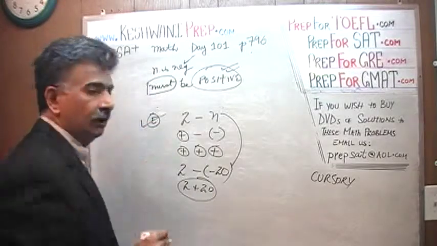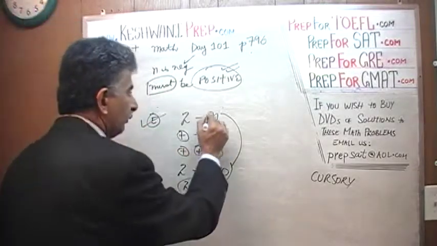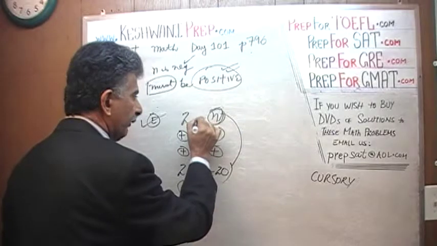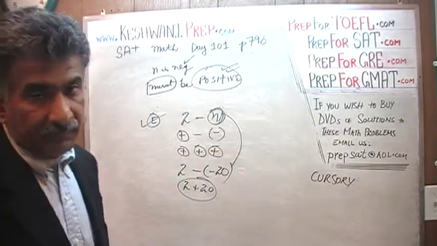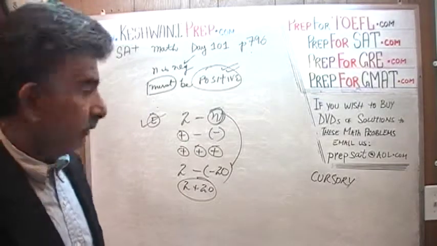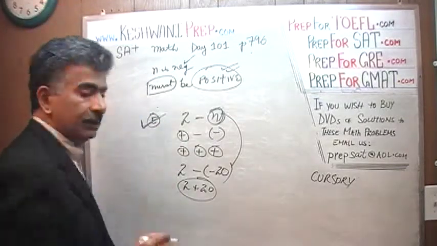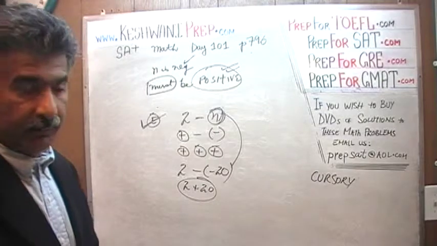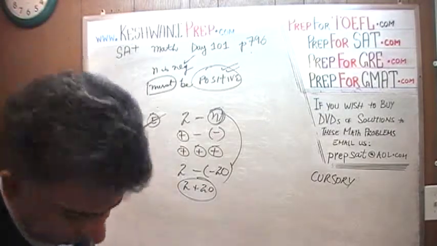And this quantity will always be positive because of the fact that n itself is negative and we have a negative in front of it. So it makes the quantity positive. So 2 plus some positive quantity, of course it's going to be positive. E is something that has to be true all the time. Number 5.